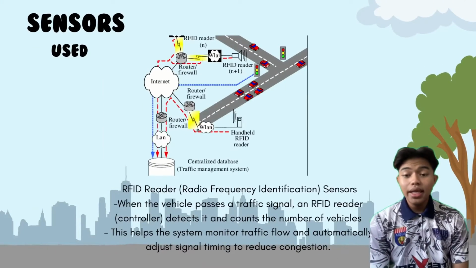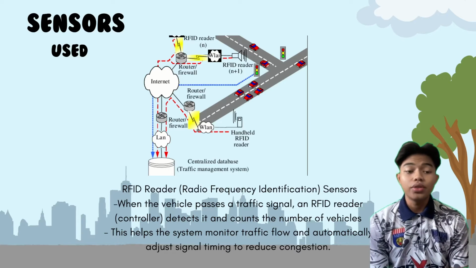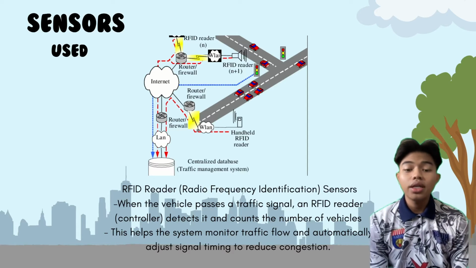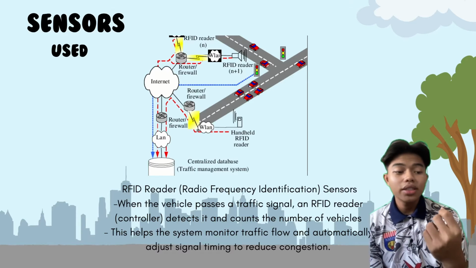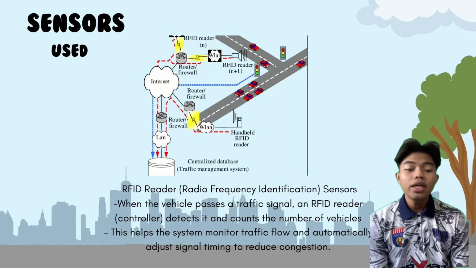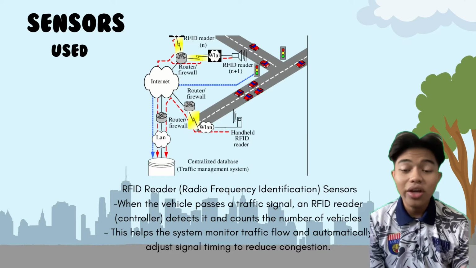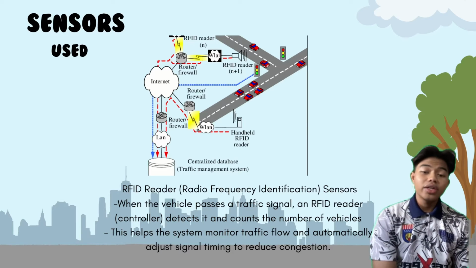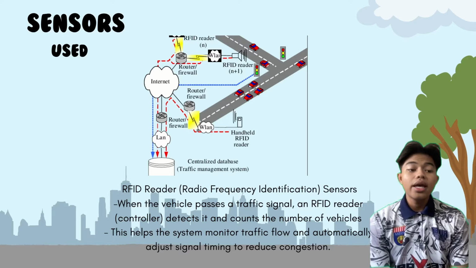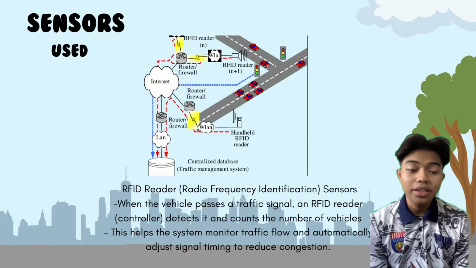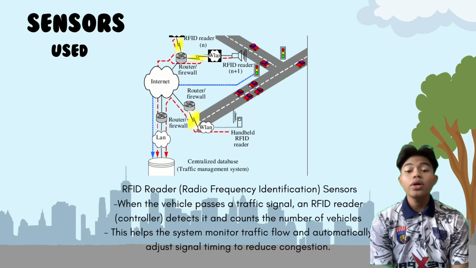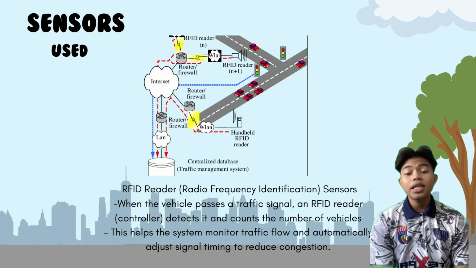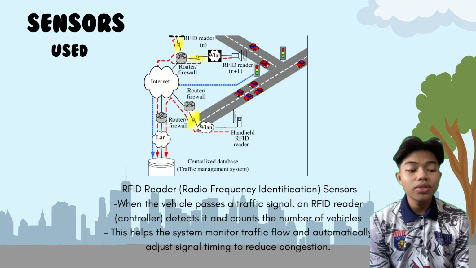Okay guys, next are the sensors used. The first sensor used is an RFID reader, or radio frequency identification sensor. When the vehicle passes a traffic signal, an RFID reader controller detects it and counts the number of vehicles. It will help the system monitor traffic flow and automatically adjust signal timing to reduce congestion.